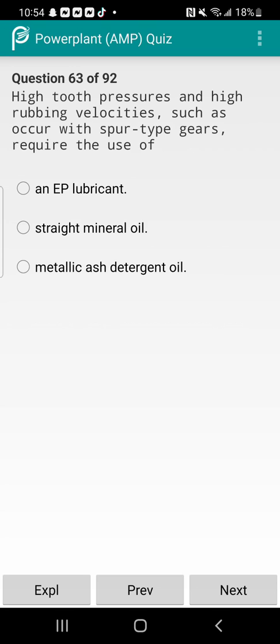High tooth pressure and high rubbing velocities, such as occur with spur type gears, require the use of an EP lubricant, extreme pressure lubricant, EP.